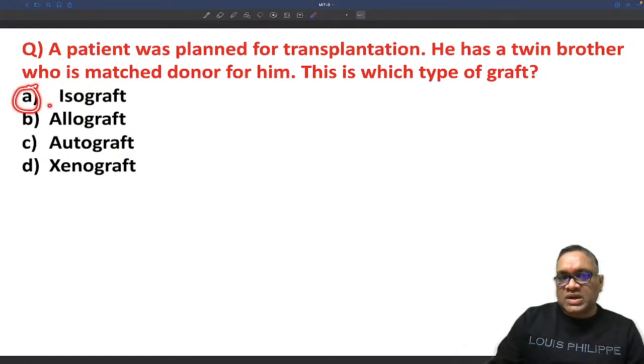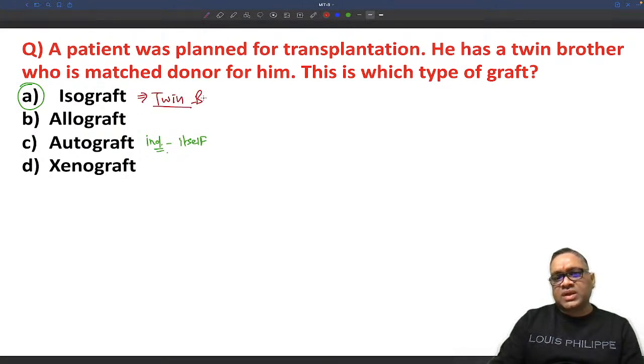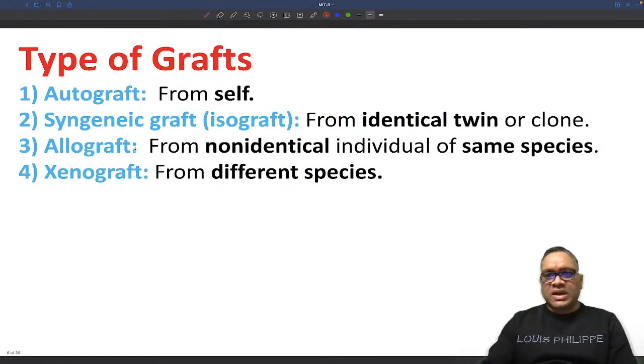So this is the isograft. When you are getting the donor from the twin brother, that is the isograft. Autograft means from the same individual, so our own skin, from the individual itself. When it is the individual itself, it will be autograft, and isograft is the grafting from the twin brother. So whenever you take the graft from the twin brother, that is called isograft, right? So the answer is A.